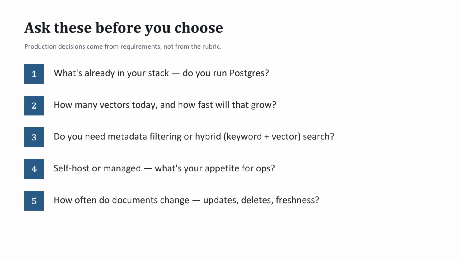So instead of asking which library is best, that's the wrong question. Ask yourself five things. What's already in your stack? And specifically, are you running Postgres? Remember that one. And next, how many vectors do you have and how fast is that growing? Also, do you need metadata filtering or hybrid search? Do you want to run infrastructure or would you rather someone else did? And how often does your data change? Answer those and honestly, the tool kind of picks itself.